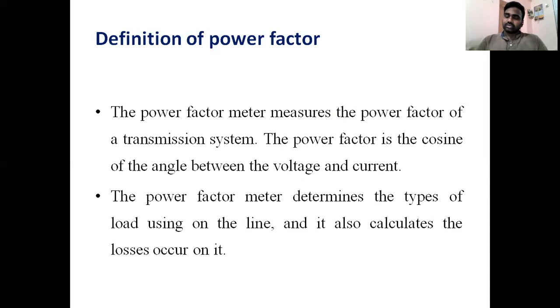So before discussing the power factor meters, what is meant by power factor? Power factor is nothing but the cosine of the angle between voltage and current. Most people keep discussing the term cosine of the angle between voltage and current. That means the angle between voltage and current is represented by the technical term called power factor. So what does this power factor meter find? The power factor meter determines the type of load on a line.